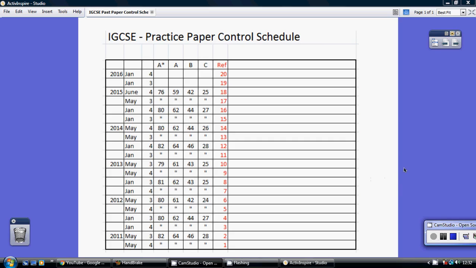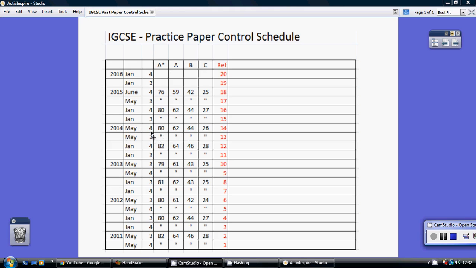So this schedule does two things. Firstly, it gives you the grade boundaries for each of the Edexcel IGCSE papers. So for example, in let's say May 2014, you needed to get 80% for an A star, 62% for an A, and so on.